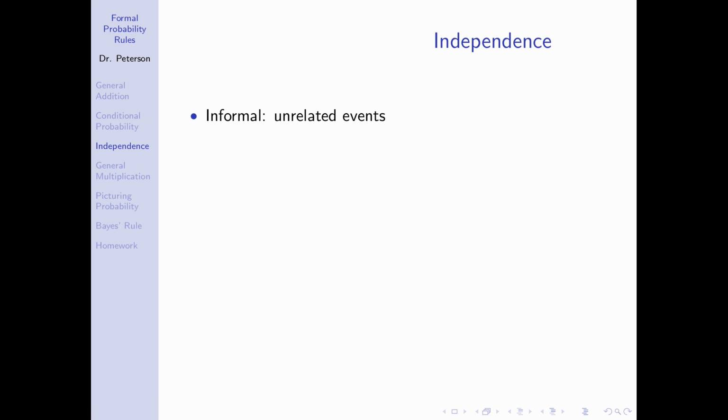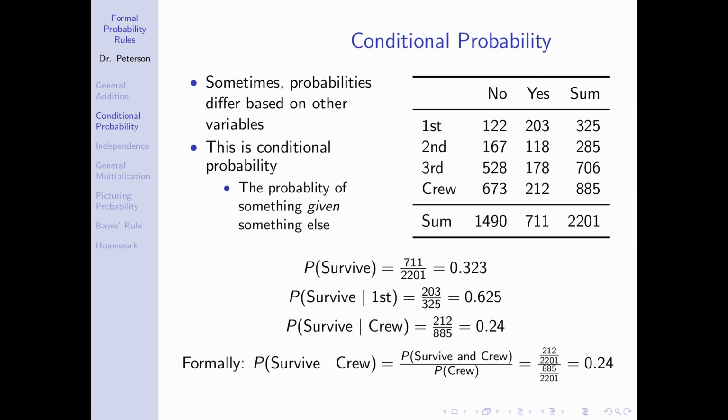Informally, independence is just unrelated events. Formally, this can be defined as the probability of B does not depend on whether or not A occurred. So if we look back to our previous table, we see that our probability of surviving depends on whether we are in first class, crew, or a different class altogether. This means that these events are not independent and leads to some other implications that we'll need to handle in a moment.